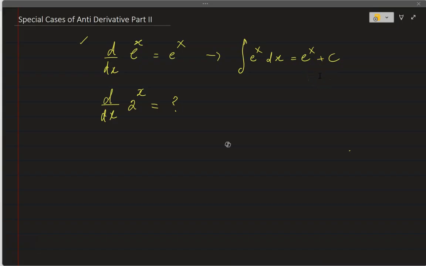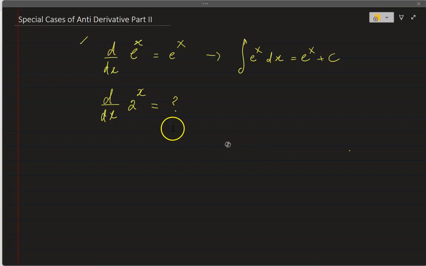Now, this is the first special case, all right? But what if you have the function 2 to the x? So instead of base e, that special Euler number, you have any base that is not e, so 2 to the x. What would be the derivative in here?